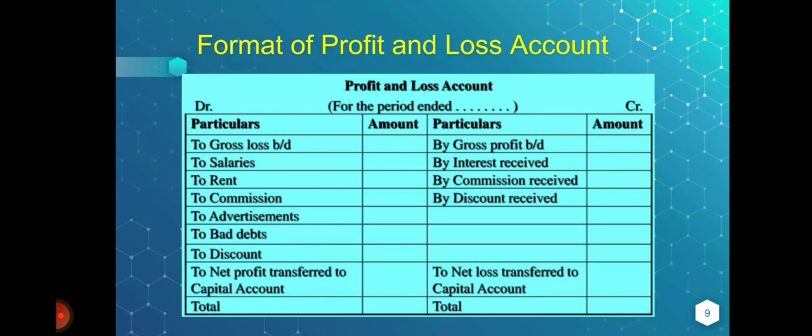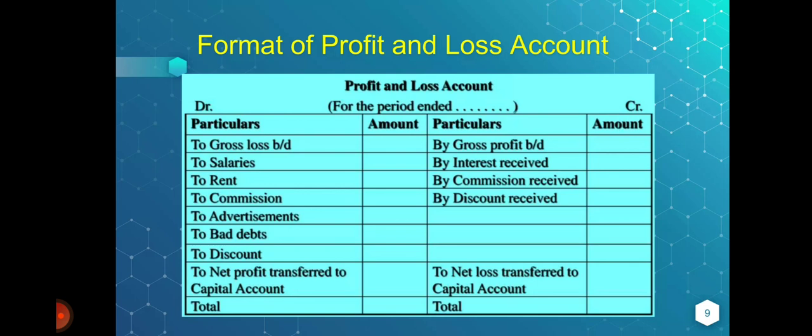On the debit side, we have to enter salaries, rent, commission, advertisement, bad debts, discount paid. So these are all the expenses. These are all the indirect expenses of the company. So that has to be entered in the debit side of the profit and loss account.